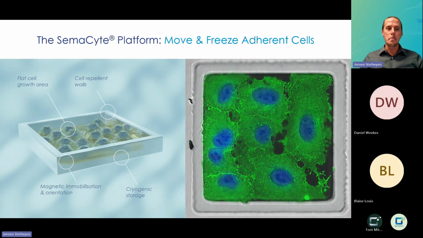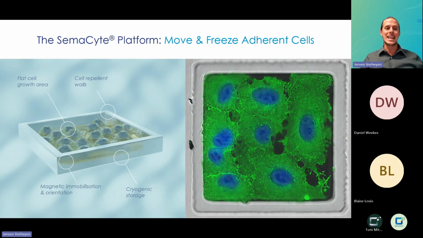We also have a cell repellent wall. These walls essentially keep the cells contained within the peripheries and the boundaries of the microcarrier so that they can't grow off or walk off. The materials are also fully compatible with cryogenic storage. So once cells are attached on the microcarriers, you can put them in cryovials and freeze them down and thaw them again for later assaying.